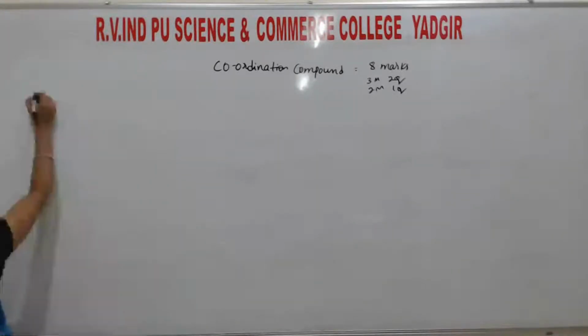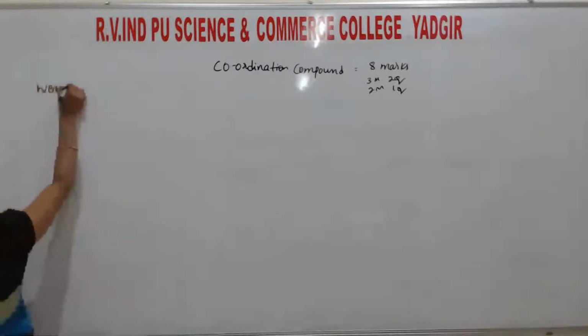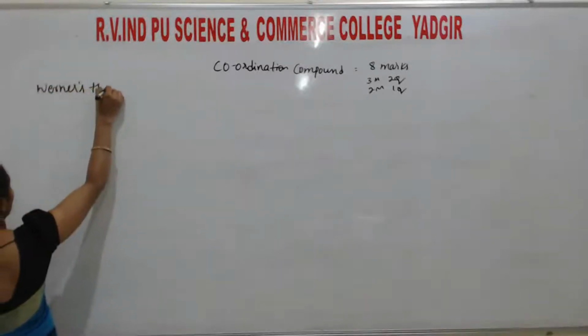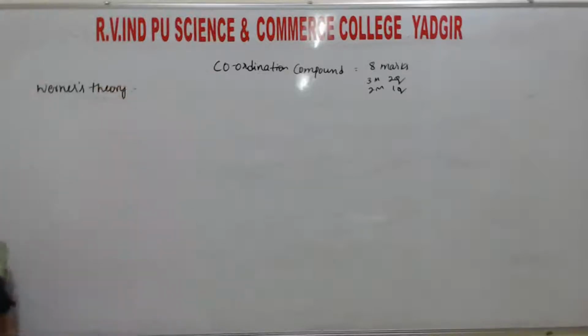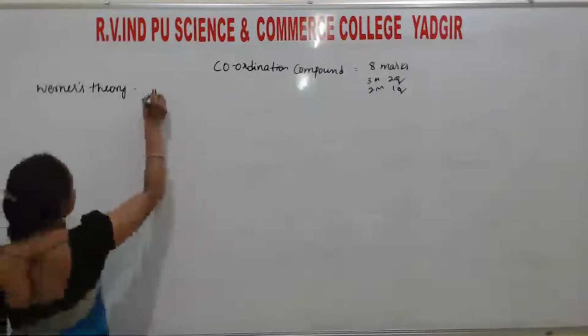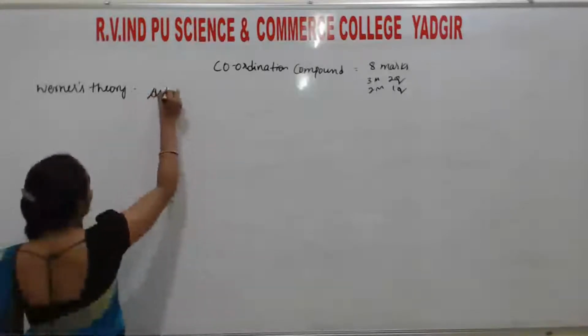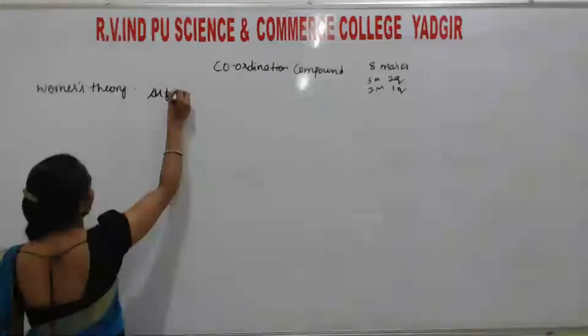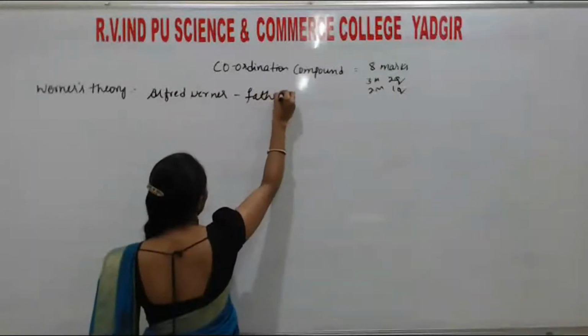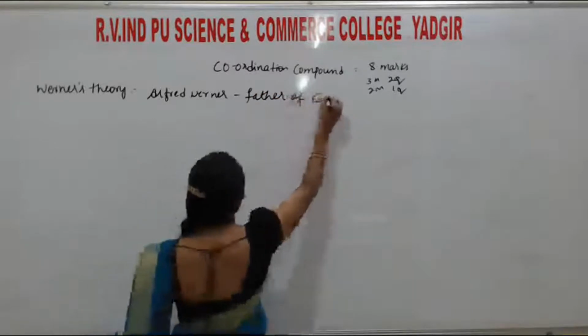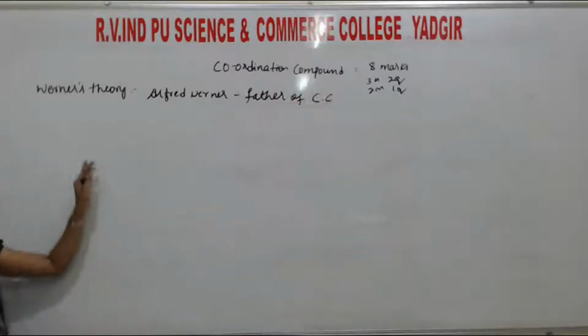So this is here, Werner's theory. Werner is the first scientist who studied this. His name is Alfred Werner, called the father of coordination compounds.